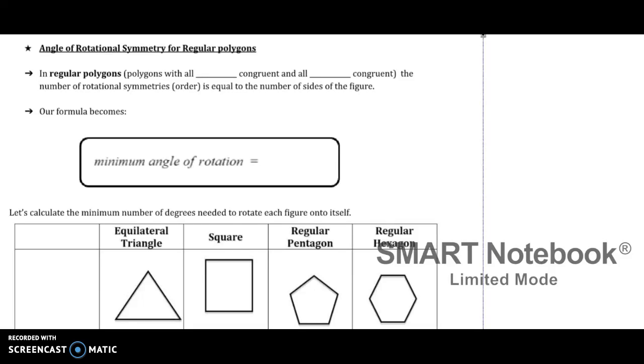Unit 3, Lesson 10. In this portion of the lesson, we're going to talk about angle of rotational symmetry for regular polygons. Let's recall that a regular polygon is a polygon with all sides congruent to one another and all angles congruent to one another, so equiangular and equilateral.